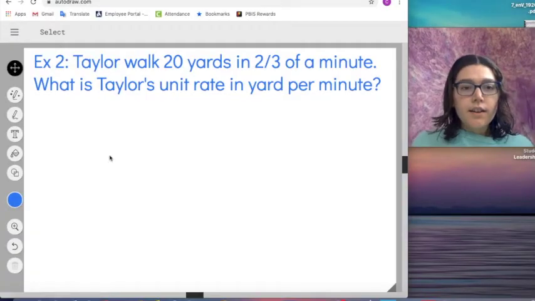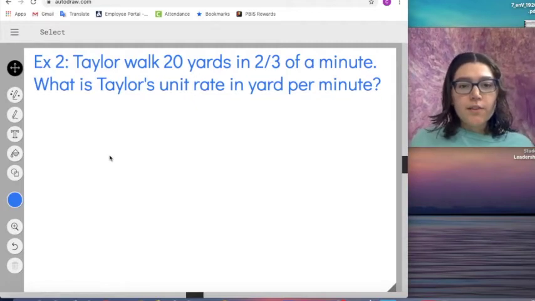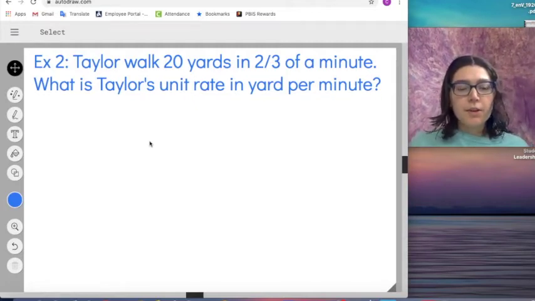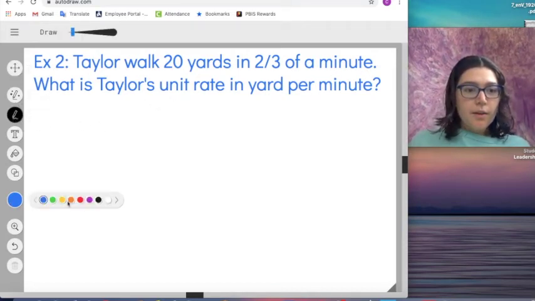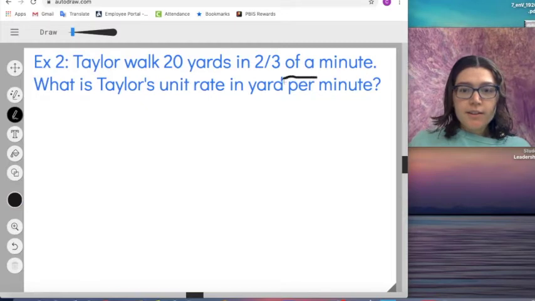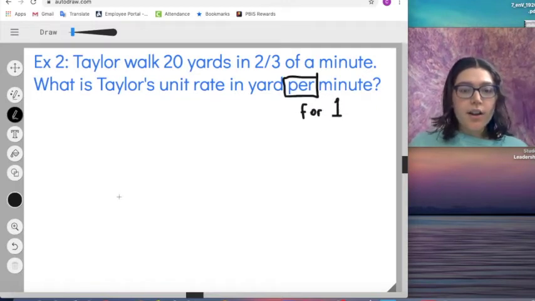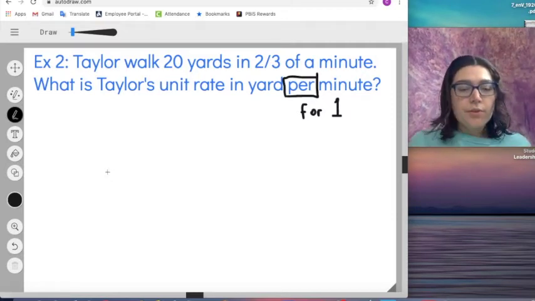Okay, and now let's take a look at our second example. We're told that Taylor walks 20 yards in 2/3 of a minute. What is Taylor's unit rate in yards per minute? So how many yards is she walking in 1 minute? Because remember when we see "per" right here, that's an important math word that's like 4/1, and it's telling us we're looking for our unit rate. So we've got to set up our rate and then try to find an equivalent rate, an equivalent ratio.